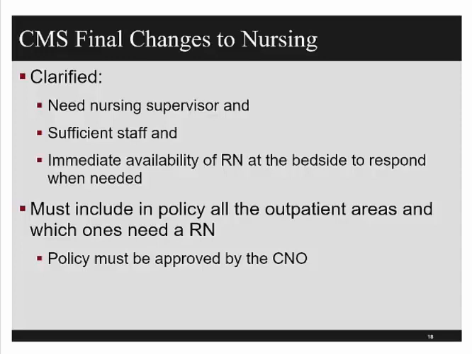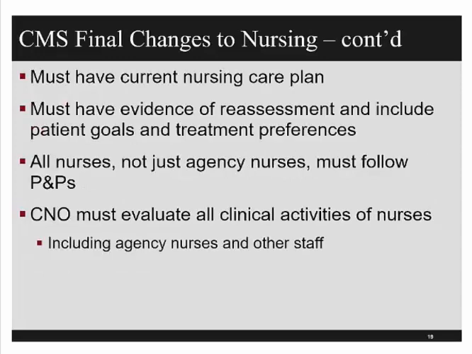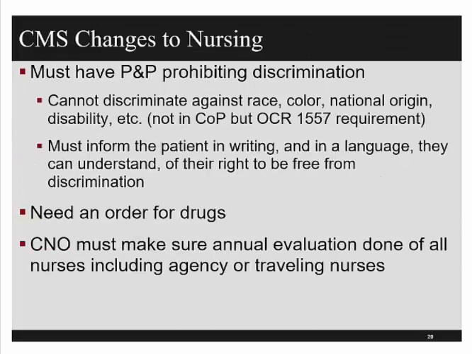You have to include in the policy outpatient areas that need an RN and those that do not. In all policies, the approval has to be by the CNO. The need for a current nursing care plan. Evidence of reassessment that includes not only what you saw in the patient, but the patient's treatment goals and preferences. All nurses have to follow P&Ps. That was new. And the CNO, there you have to evaluate clinical activities of all nurses, whether employed or agency nurses.